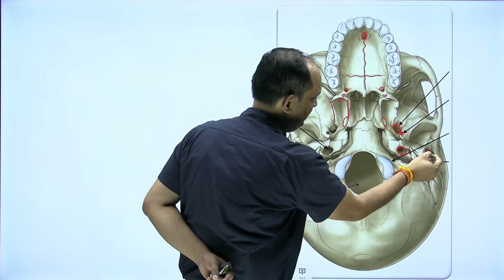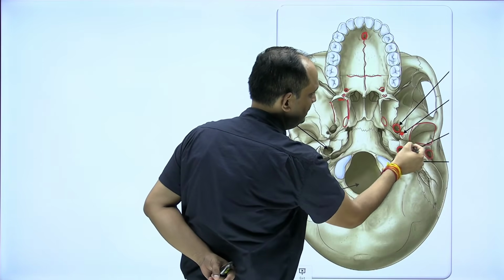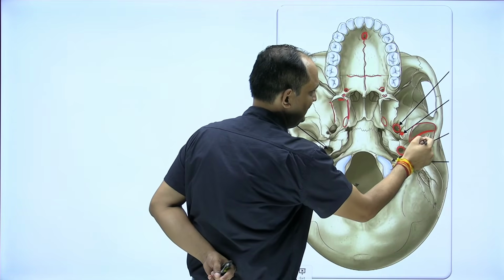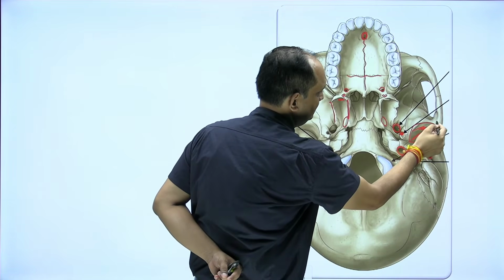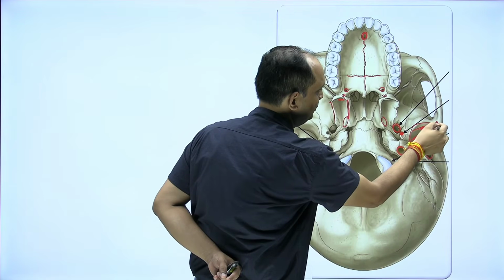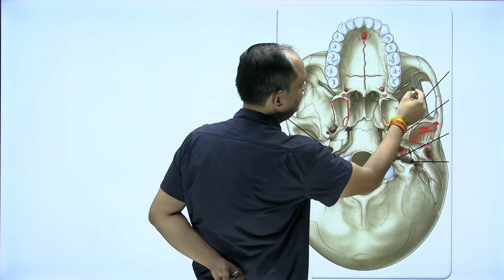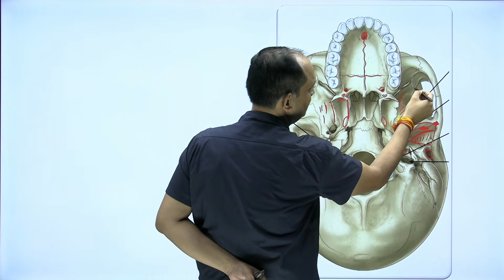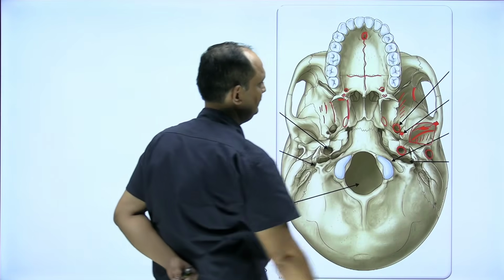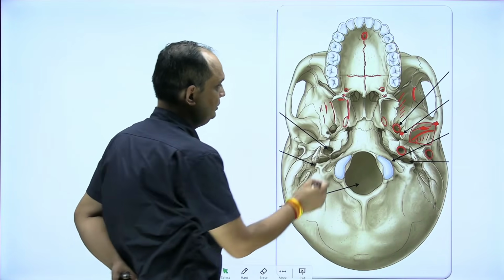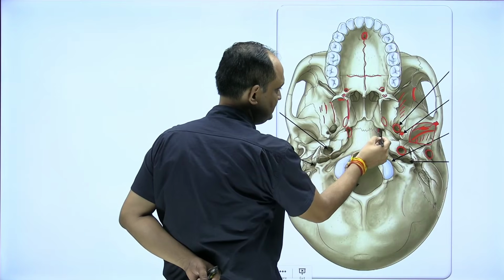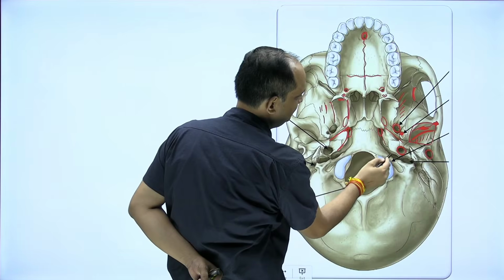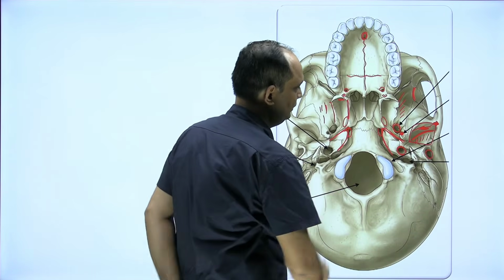This is the external acoustic meatus. This is the mandibular fossa, where you have this fissure, the squamotympanic fissure. This is the tympanic plate, this is the squamous part, this is the articular eminence or articular tubercle of the zygomatic arch. This is the infratemporal surface of the greater wing of the sphenoid. Here you will have the infratemporal crest on the greater wing of the sphenoid. Now, here you will have the foramen lacerum, which is near the apex of your petrous part of the temporal bone. So, this is the petrous part of the temporal bone, which is triangular.